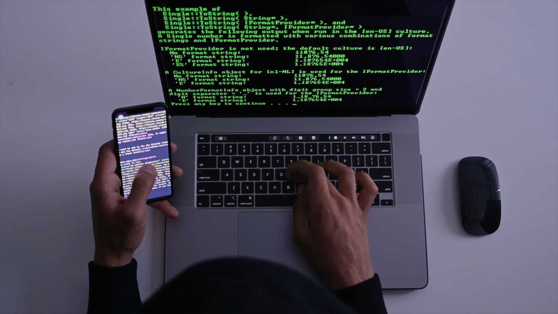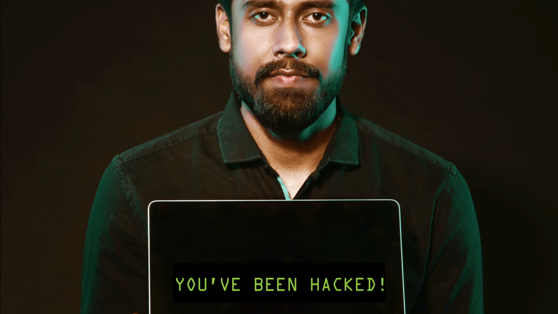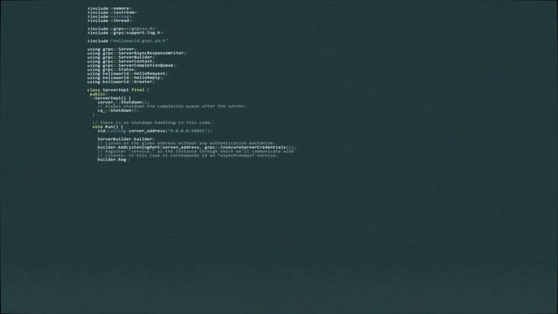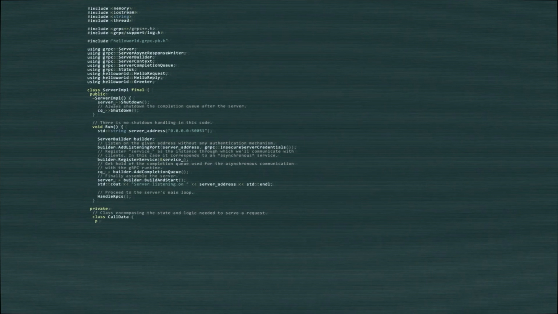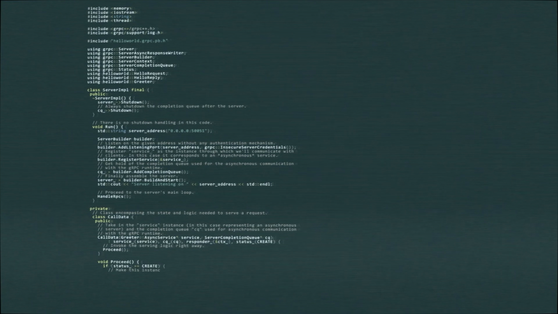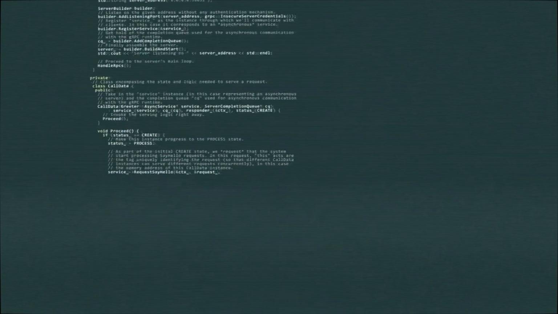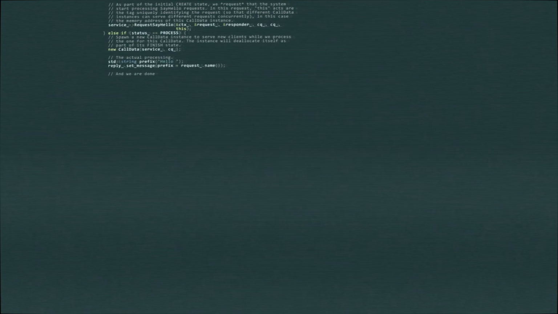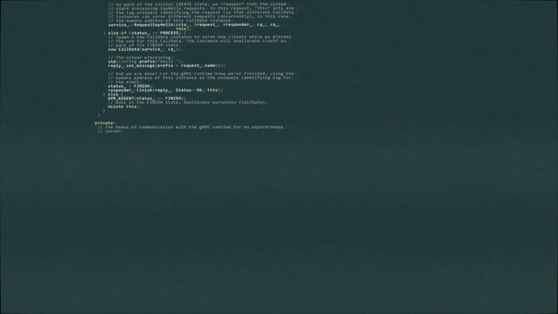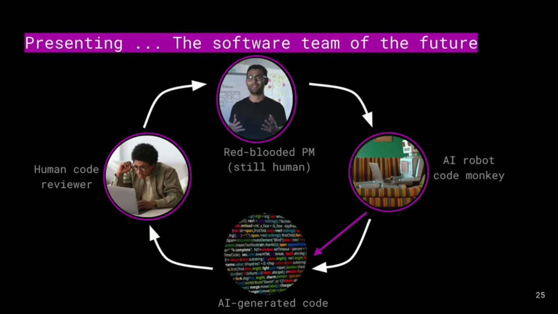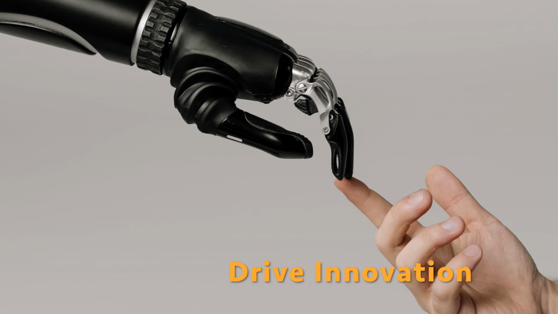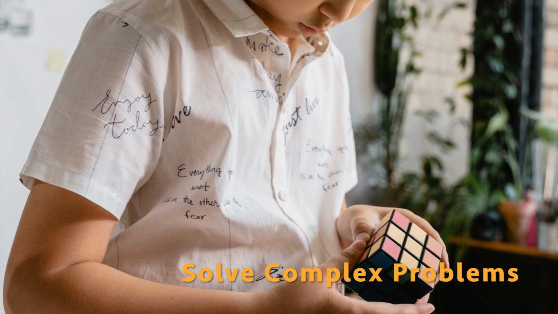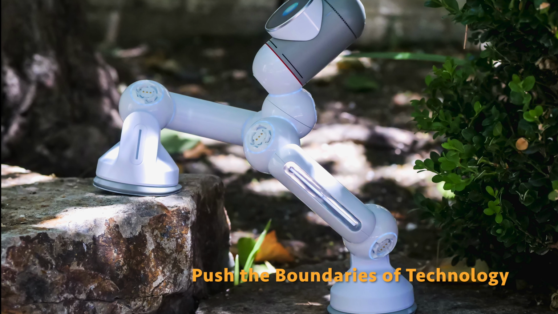Mastering reverse engineering and debugging is not just about security. It's about understanding and refining the complex outputs of AI, maintaining high standards of functionality, and ensuring compliance with industry regulations. In the future software team, the collaboration between AI tools and human expertise will drive innovation, solve complex problems, and push the boundaries of technology.